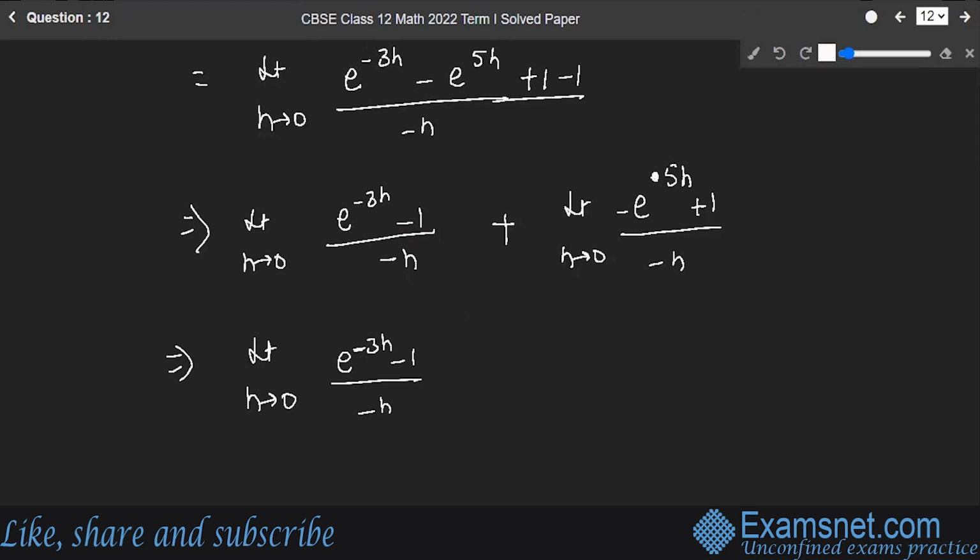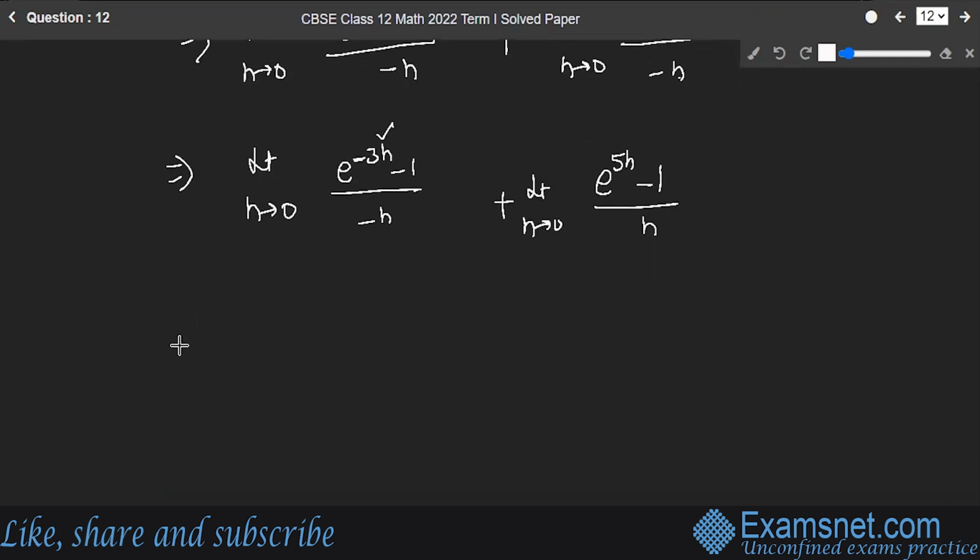Why? Because there is minus 3h over here. Okay, plus limit h approaching 0. Now here h should be positive, so this can be done this way. e raised to power 5h minus 1 upon h, multiplying the numerator and the denominator by minus 1. Okay, fine.